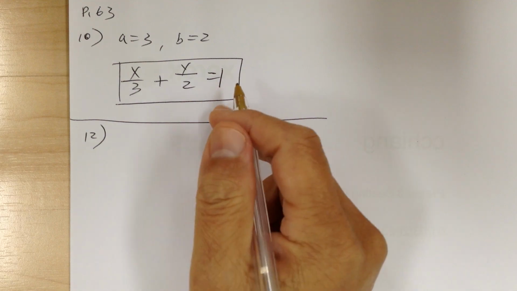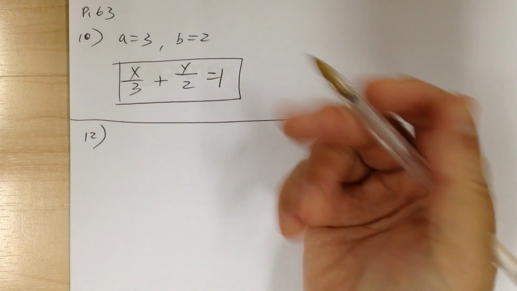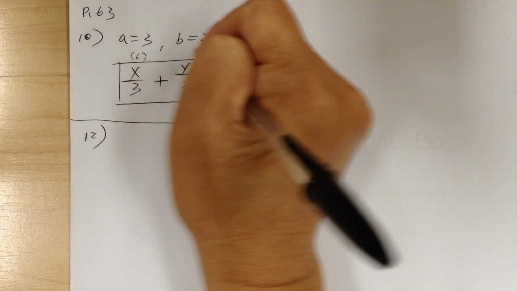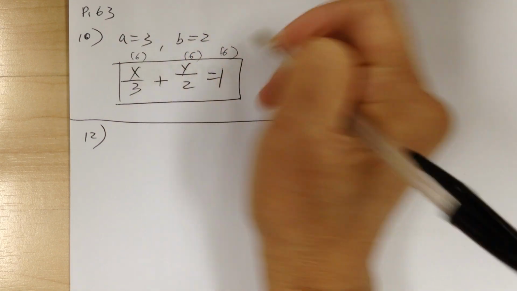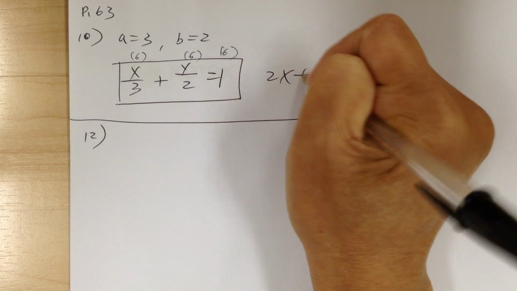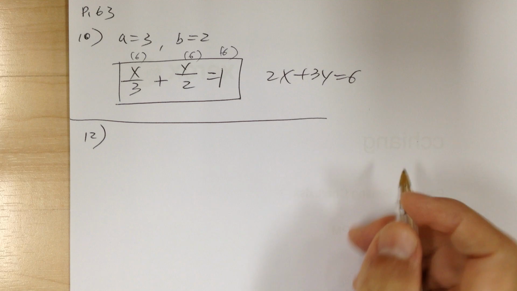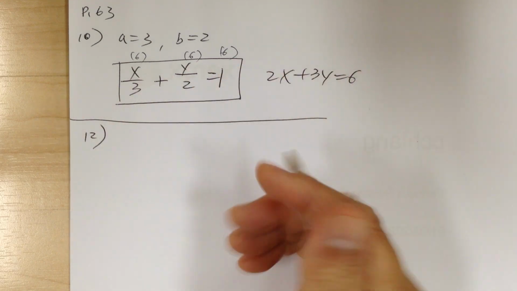Now, if you want to put it in standard form, you just multiply it by 6. Okay, and then you're going to get 2x plus 3y equal to 6. And that's how you get the book answer. But again, it doesn't ask you, so you don't have to do extra work.